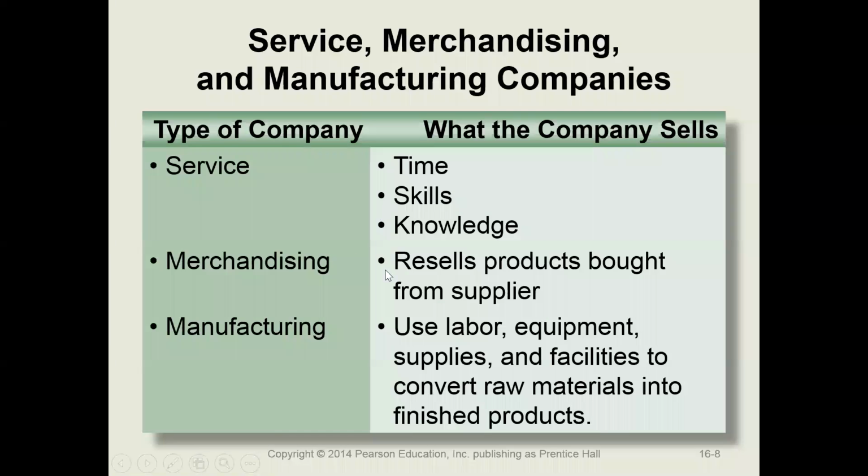Merchandising companies sell products that they buy from somebody else. So merchandising companies are like a middleman. They buy from manufacturers or wholesalers and then turn around and resell those products to consumers, to the public. Manufacturing companies, on the other hand, make products. So they convert raw materials into finished products by using labor, equipment, facilities to make a product.